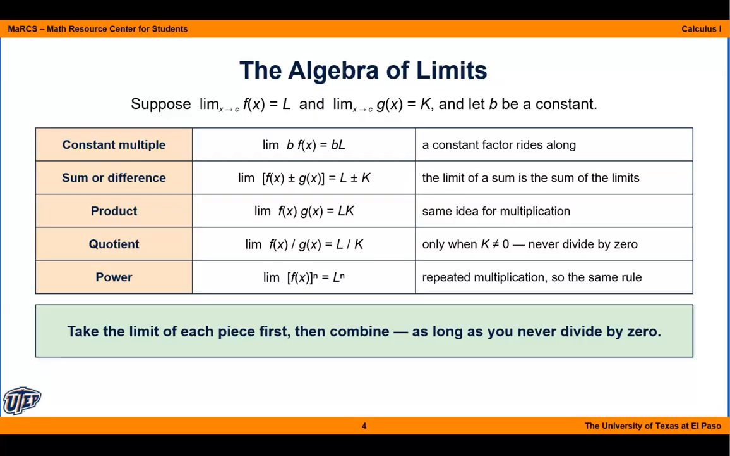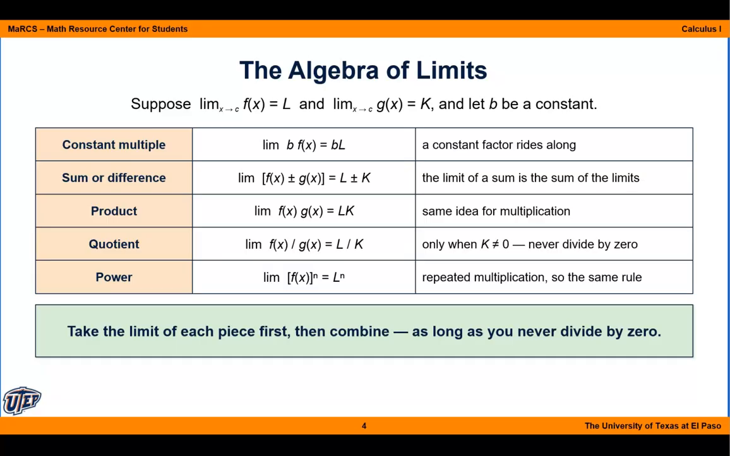Suppose the limit of f is L and the limit of g is k as x approaches c. The limit laws tell us that we may perform ordinary algebra on those limiting values. A constant multiple may be carried throughout the limit. For a sum or difference, we take the limit of each function and then add or subtract the results. For a product, we multiply the two limits. For a power, we raise the limit to that power.